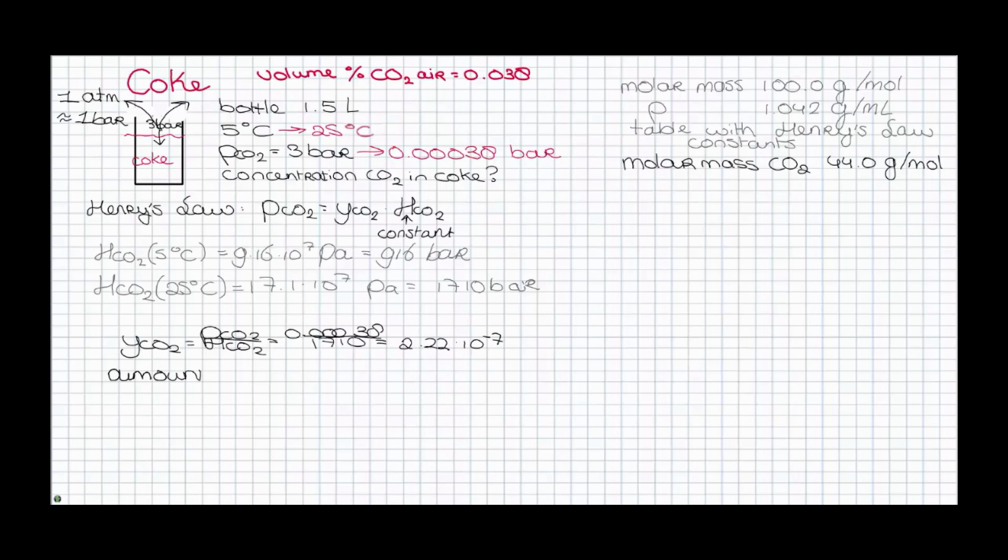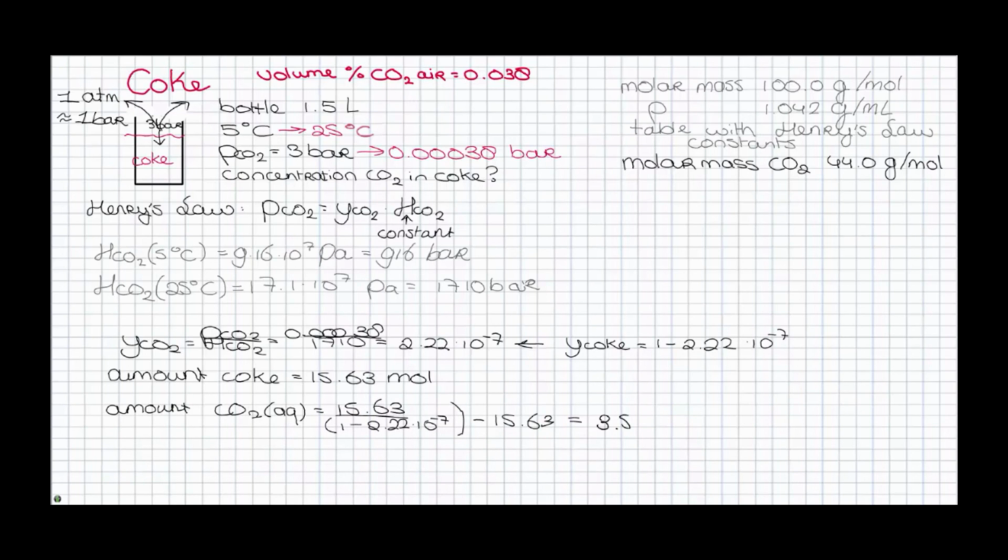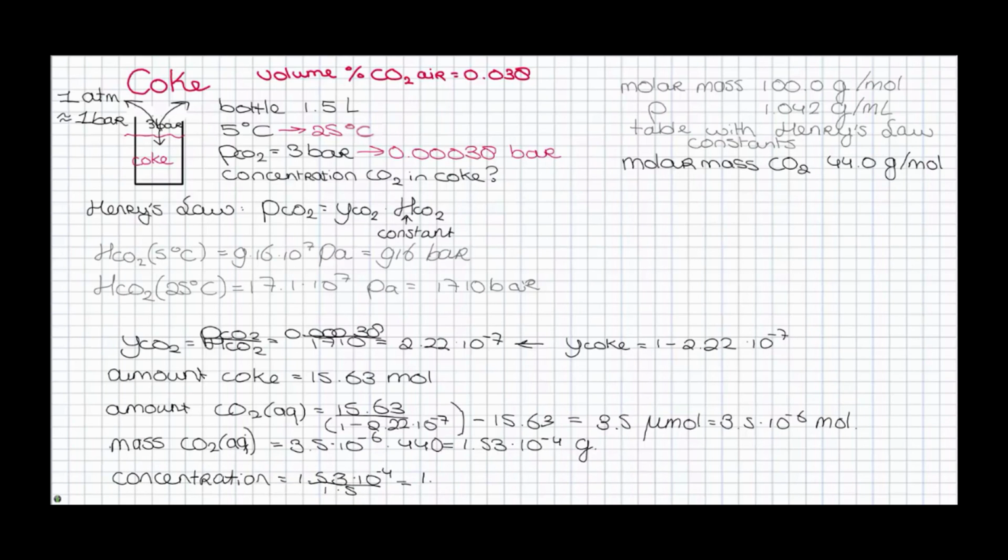The amount of Coke is still the same, so still 15.63 moles. Using this value and the fraction, just as we did in the previous question, we find an amount of moles of carbon dioxide of 3.5 micromoles. The mass of this amount of moles is 1.53 times 10 to the power minus 4 grams. So the concentration is 1.02 times 10 to the power minus 4 gram per liter.